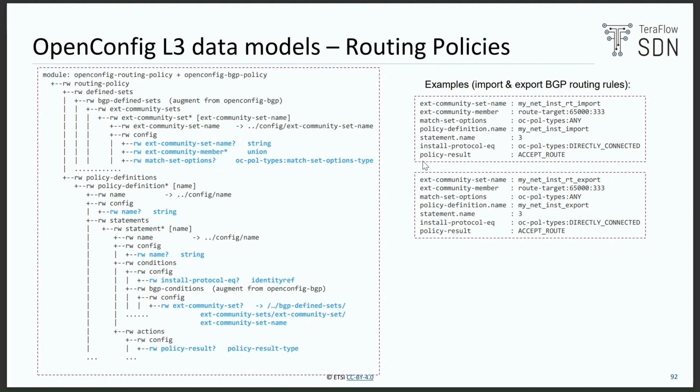You see here that, for instance, imagine that we have a network instance named my instance. We need to specify some import rules. For instance, for the route target 65.0.0.333. And in particular for that, what we want is to install protocol for directly connected, and we want to accept the rules. Similarly for export policies, just as an example.